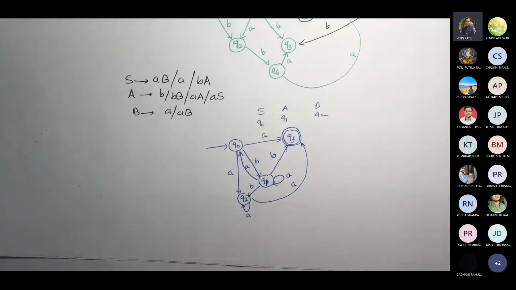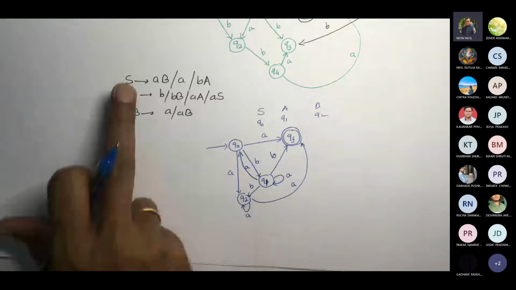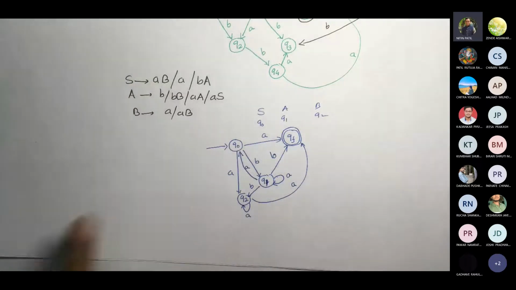Done. So you have now more states. Now what can be done? For every barrel, you can have a separate final state. So for example, S gives A final state, A gives B another final state, B gives A another final state. You can increase as many states as you want.